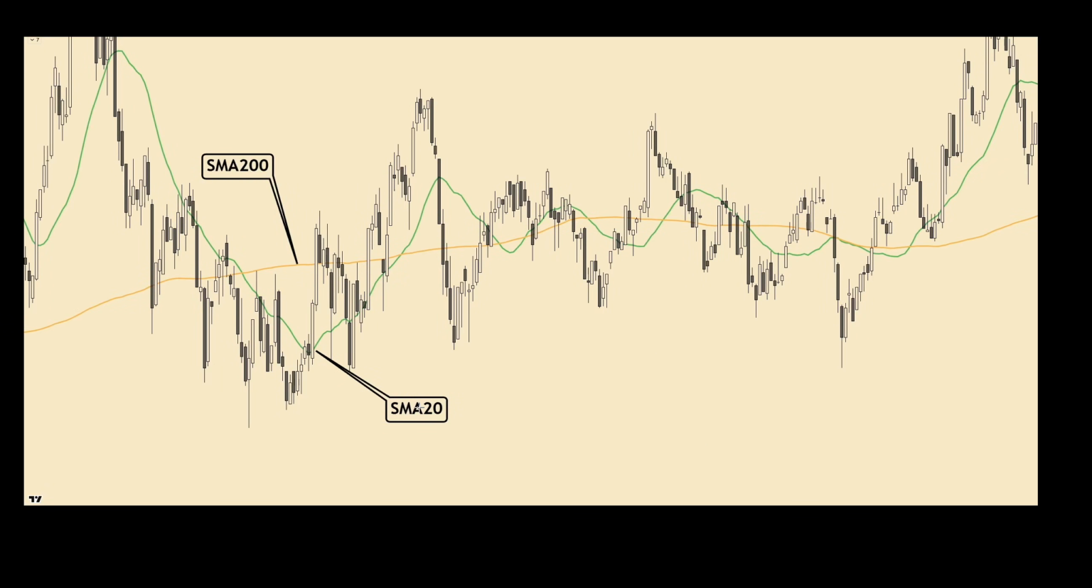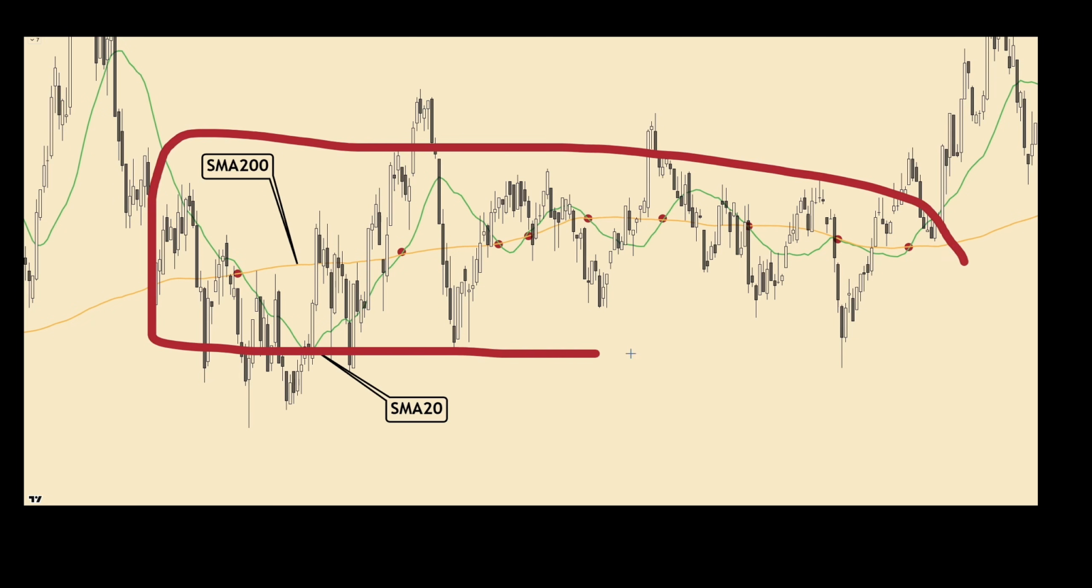When the 20 and 200 simple moving averages are crossing each other back and forth like this, it's a sign of indecision. In a real trend, these two lines expand away from each other. So, if they are looking tangled like this, it's a good sign to stay out.